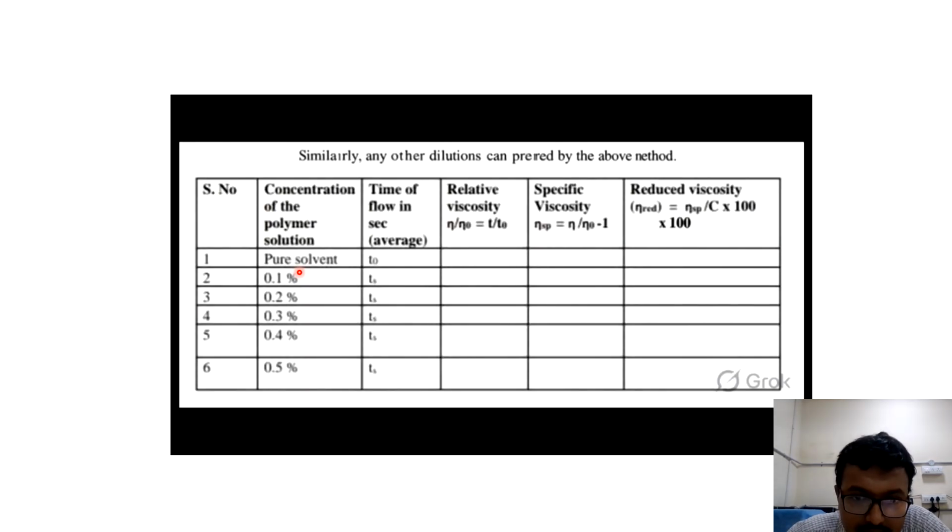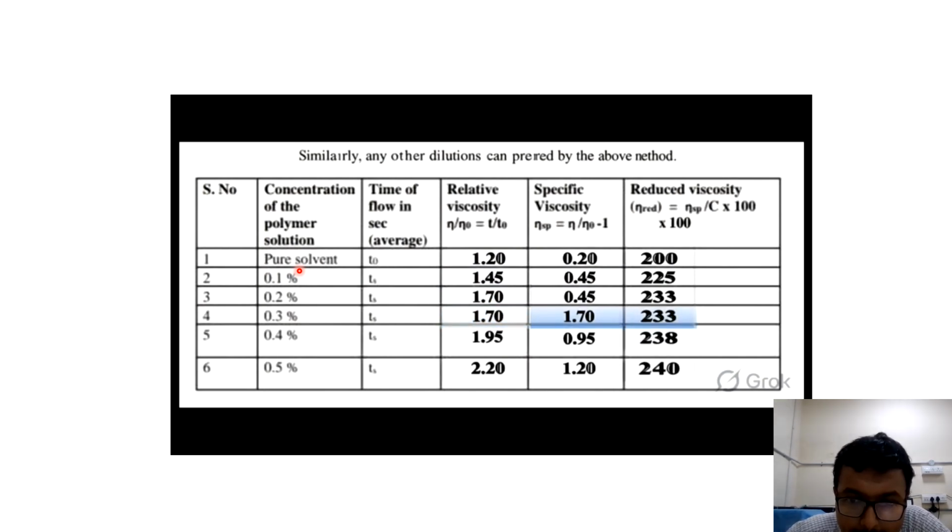As the concentration of the polymer solution increases, the time of flow also increases. This data allows us to calculate the relative, specific, and reduced viscosity for each solution.